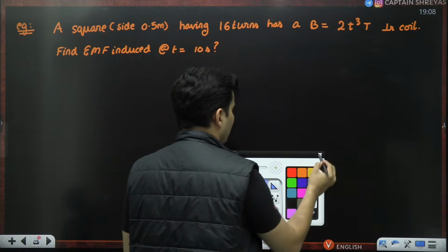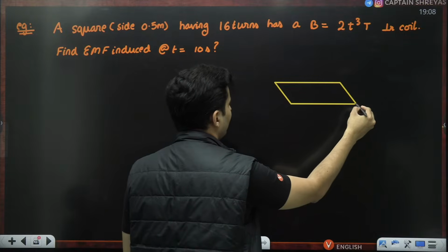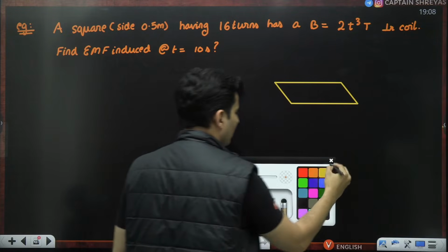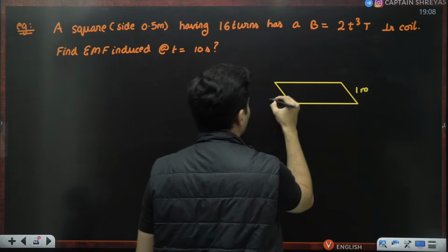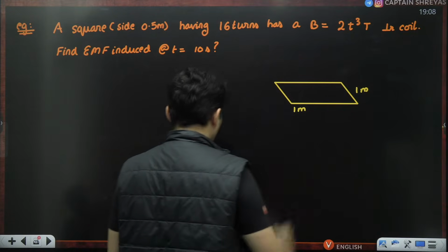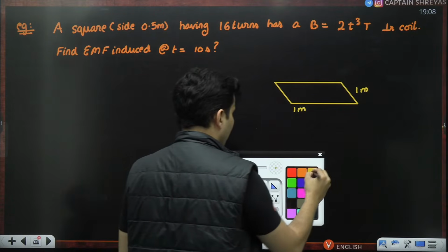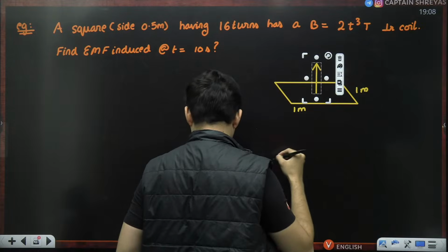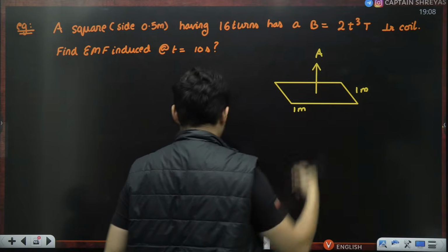First of all, we have been given that there is a coil. It's a square of side 1 meter. This is 1 meter, this is also 1 meter. That means the area vector is going to be like this. This is how our area vector will be.